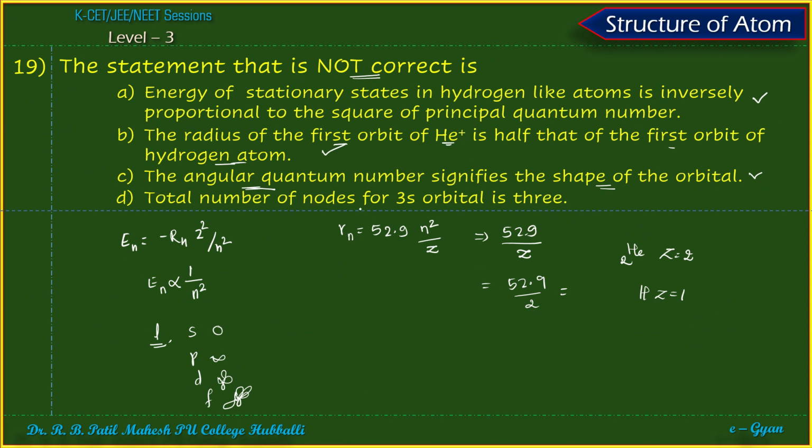Coming to the fourth one, the total number of nodes for the 3s orbital. So we have a formula to calculate nodes. In the case of the 3s orbital, an s orbital always gives spherical nodes or radial nodes. We have the formula n minus L minus 1. Therefore, for the 3s orbital, n equal to 3 minus L, the value for s orbital is 0, minus 1, which is equal to 2. But here the option is given as 3. Hence, the statement which is not correct is option D. The number of nodes for the 3s orbital is 2. Moving to the next question.